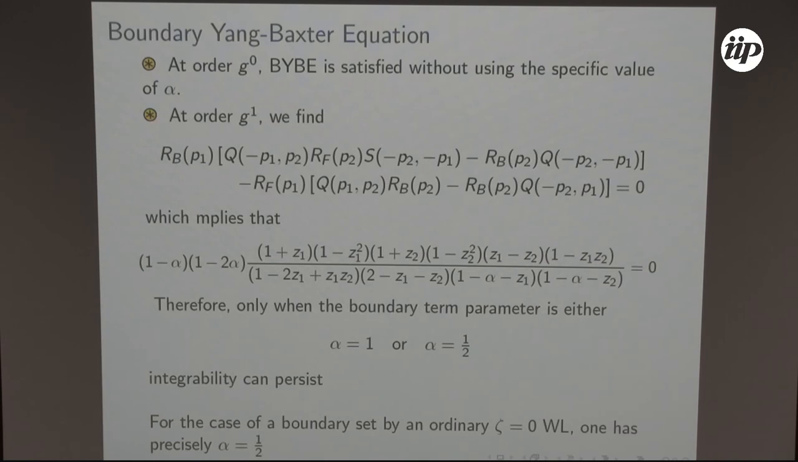But when you go to the next loop order, the next power in g, there is a component that implies a quantity that only vanishes if this numerical coefficient is zero. So this could only vanish if alpha were 1 or alpha were 1/2. Yes, we do not have the freedom to fix alpha, but we computed alpha and found that alpha was 1/2. So in this other SU(2)-like sector, to this loop and a half order, the boundary Yang-Baxter equation is also satisfied.